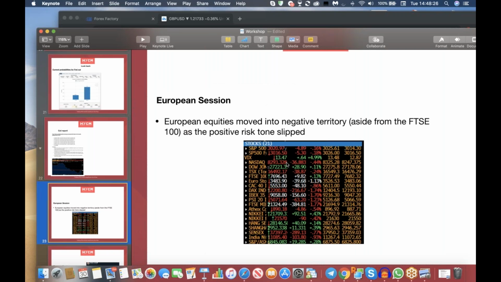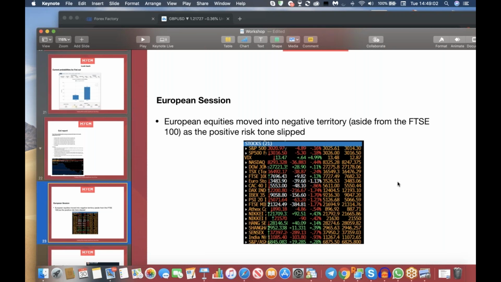Okay, European equities in the European session, they moved into negative territory. So when I put these equities up as I was preparing for this webinar, we had a lot of red entering the markets. We had the S&P 500 futures down, the French 40 down, the DAX down, the Spanish 35 down, Portuguese, Italian, the Athens composite, all of those equity markets were down. The European market that wasn't down was the FTSE.